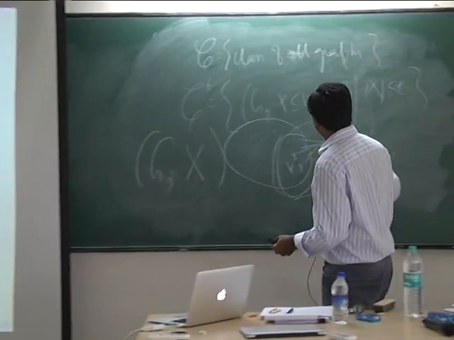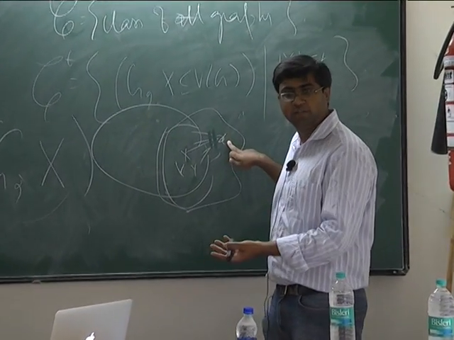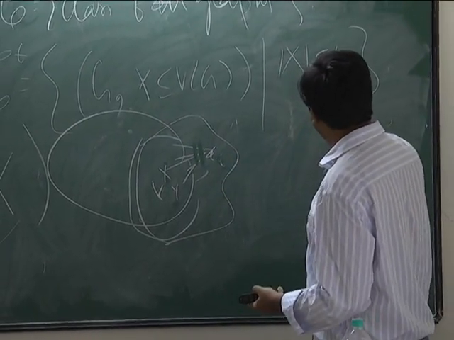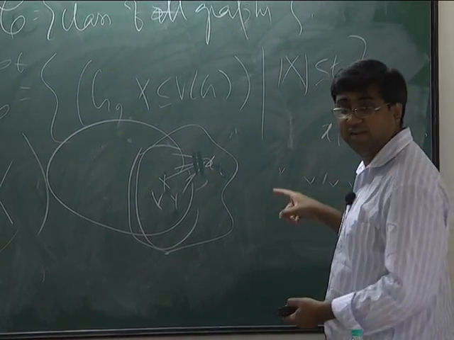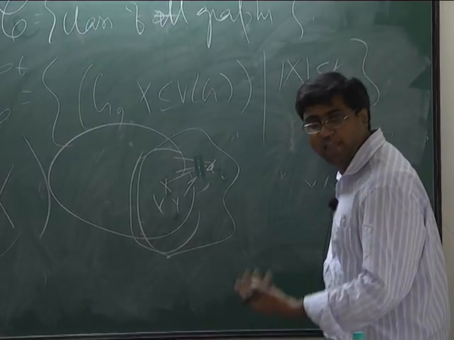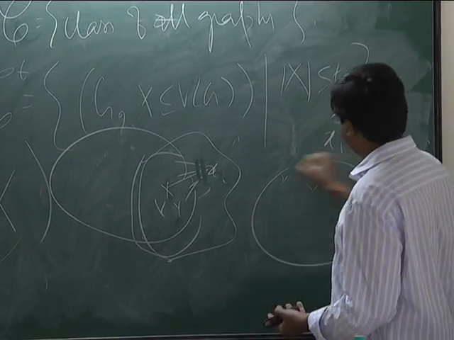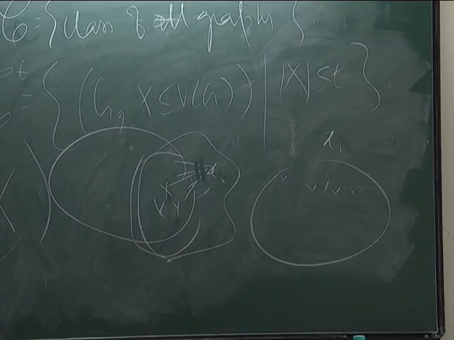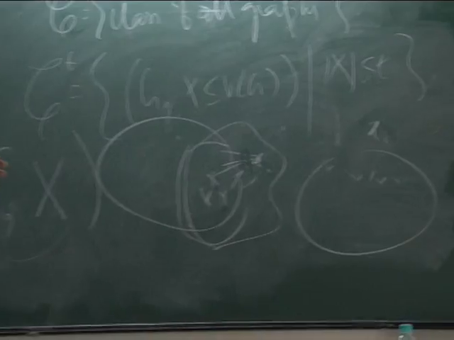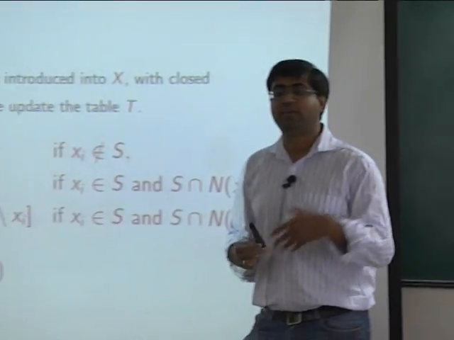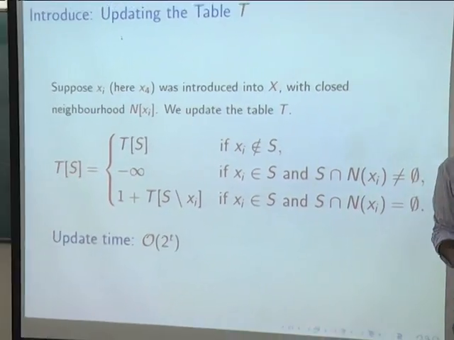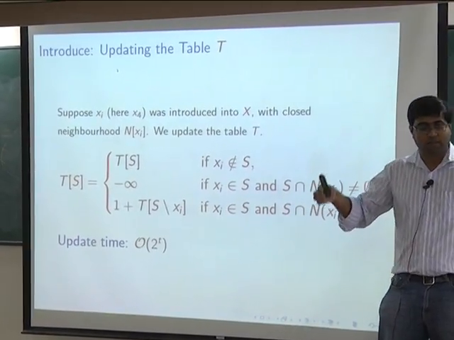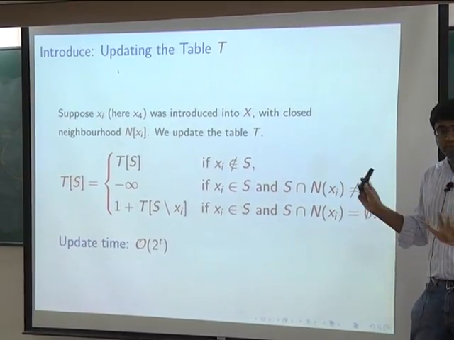xi is going to be part of the included set. Now xi has no neighbors in S, and this is an independent set. So we are going to put xi and find the largest independent set in 1 plus T of S minus xi, which we have already computed. That's it. So this is how we can update the table. Given a table for the T boundary graph, if we introduce a vertex v, then we can update the table in this way. Is this update clear to all of you?